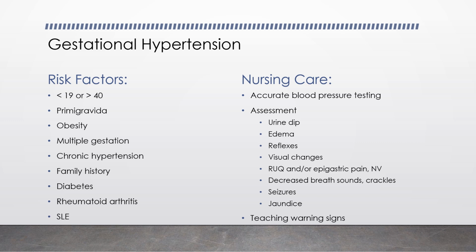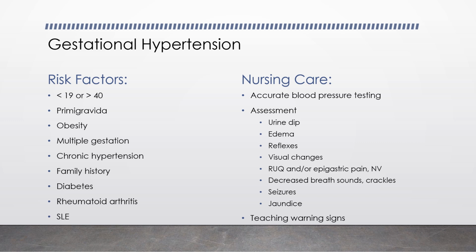I already mentioned visual changes. Another symptom of liver involvement would be right upper quadrant or epigastric pain, nausea, and vomiting. You may also hear decreased breath sounds or crackles in the bases, and that's part of that edema that's happening in the woman's body, that third spacing of fluid. I already mentioned seizures, and in some extreme end organ damage of the liver, you may see some jaundice.